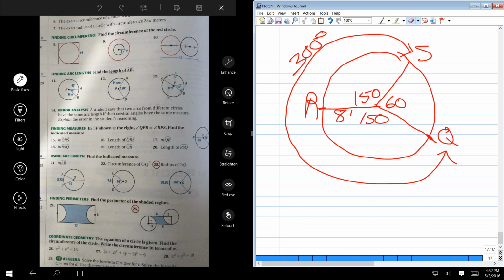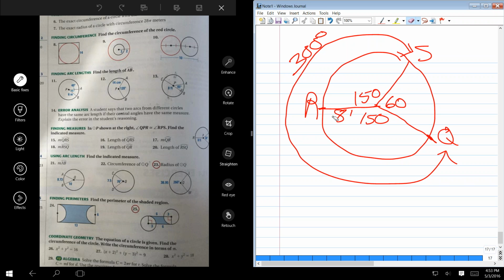What's the measurement of arc RSQ? That would be 210 degrees. Correct. What's the measurement of QR? 150 degrees. Correct. So you see the difference between measurement of an arc and length of an arc. One is in degrees, the other is in feet.